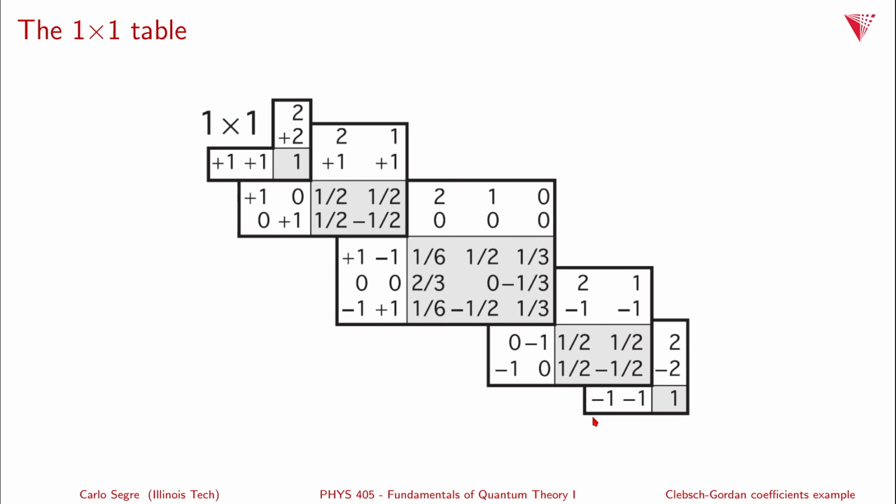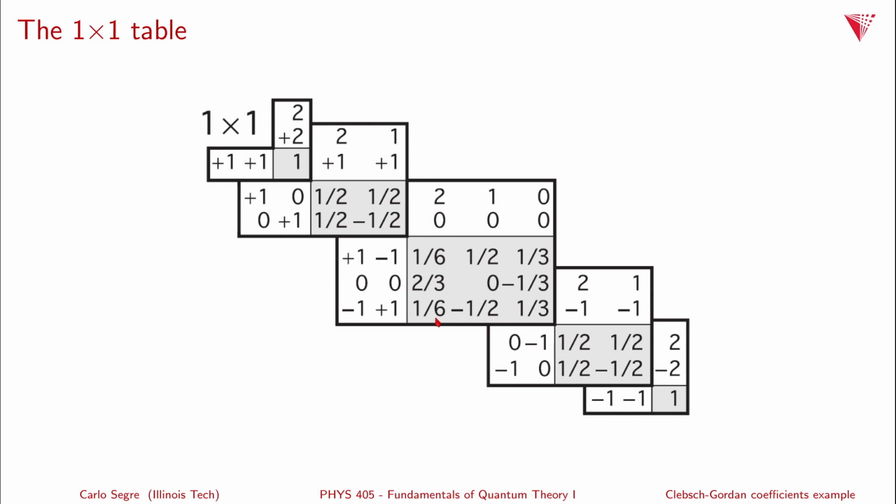If we look at the table, this is the table we just generated. It's the 1 by 1 table. The top state is M1 equals plus 1, M2 equals plus 1. That gives you S equals 2, M equals 2, and there's a lone state there. You then have the second state down, which is the 2, 1, which is the positive combination of the state where M1 equals 1 and M2 equals 0, and the state where M1 equals 0 and M2 equals 1.